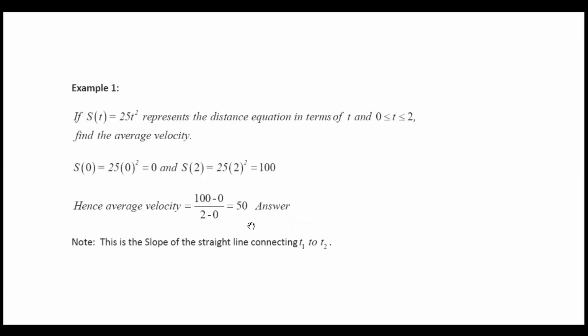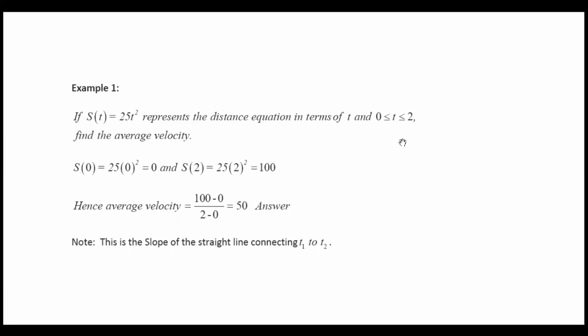So let's look at an example here. We have that the distance equation is S of t equals 25t squared, and t is between 0 and 2. Now, we're not putting any units with this. In other words, we're not saying this is 2 minutes, 2 seconds, 2 hours, 2 days. That's not important to what we want to do here today. So we're not attaching units to our time.